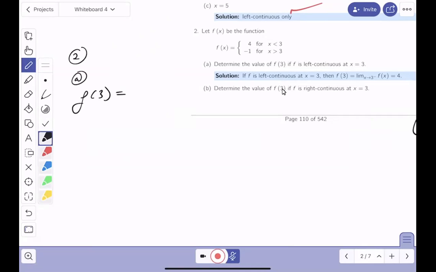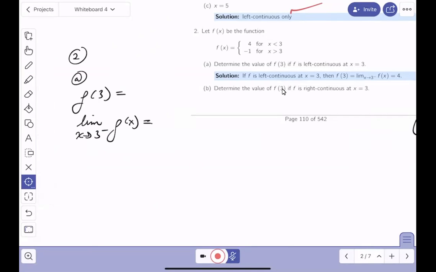So what I would do is I would need to write down the limit as x approaches 3 from the left of the function f of x. And I'm looking at it. And which one of these two would allow that for me? So from the left would have to be this one over here. So it would have to be the number 4 in the limit, right? So what's f of 3? 4. So the answer is going to be 4.